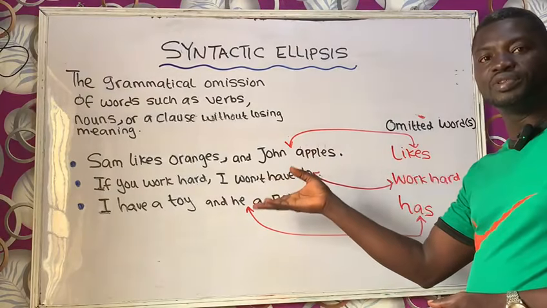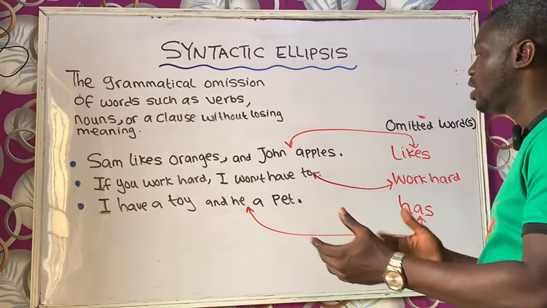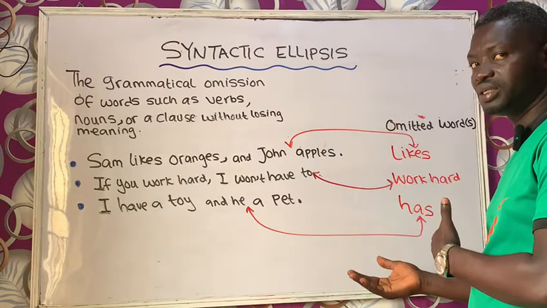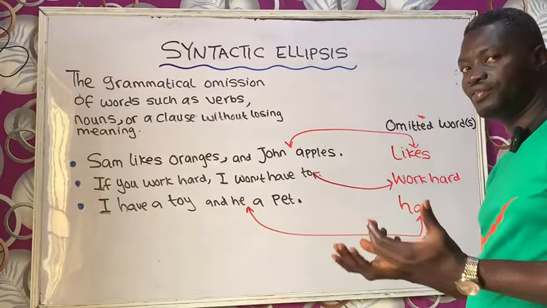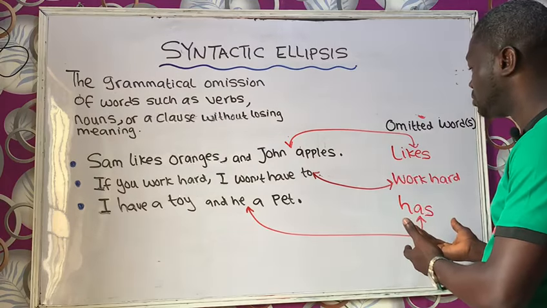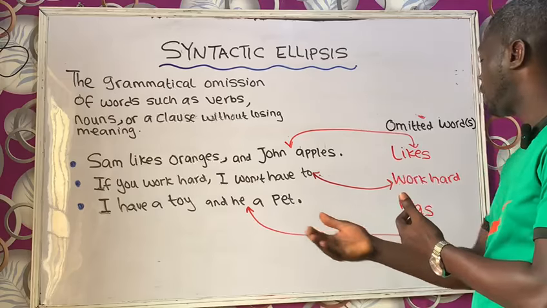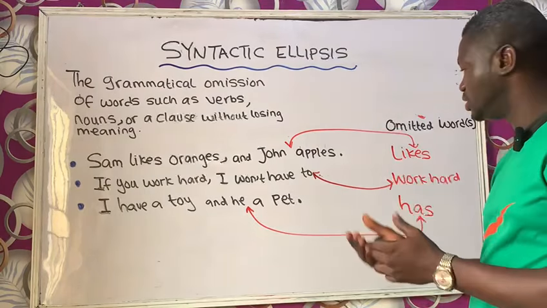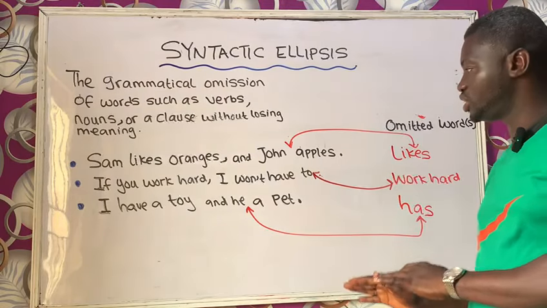All right, so can we proceed to the next example? The next example says, if you work hard, I would have to. That makes sense. What is missing? Work hard. And that looks like a phrase. So this looks like a phrase, and that's something that has been omitted. If you work hard, I would have to work hard too. So that's basically what we're saying. So work hard is also omitted in this situation.